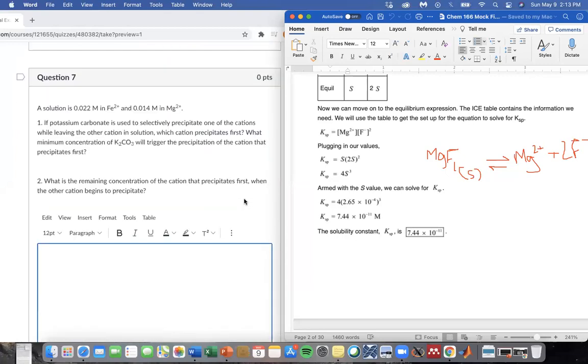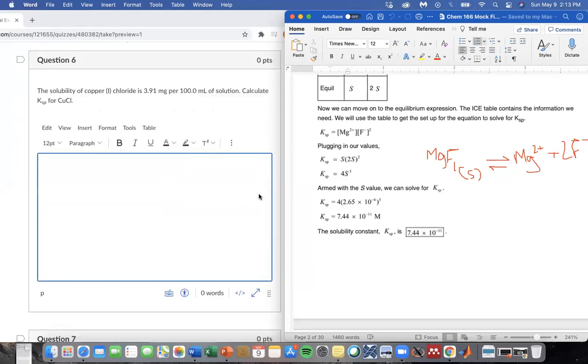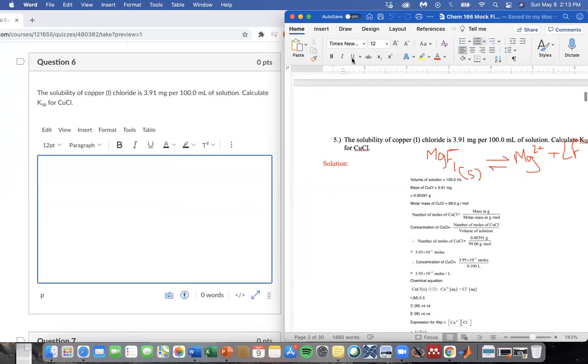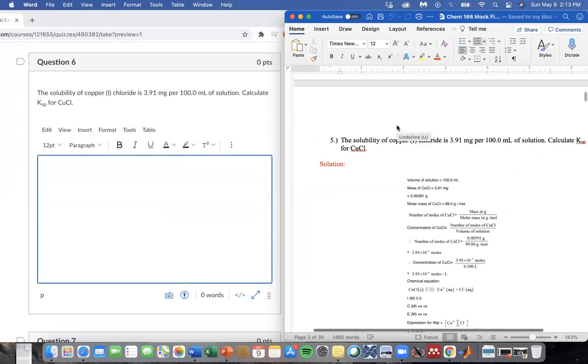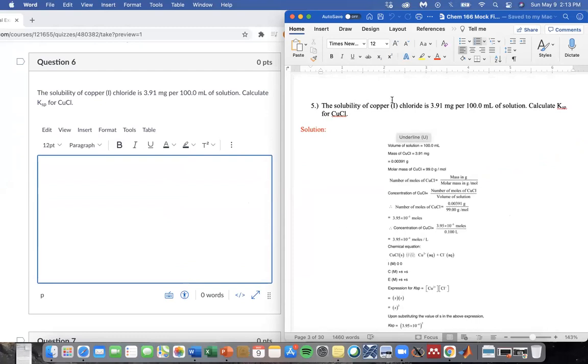Okay, we're almost done with molar solubility. I think there's 2 more. The next one is probably the most complicated molar solubility one on this mock final, in my opinion at least. You're given that the solubility of copper chloride is 3.91 milligrams per 100 milliliters of solution, and then it asks you to calculate the KSP.